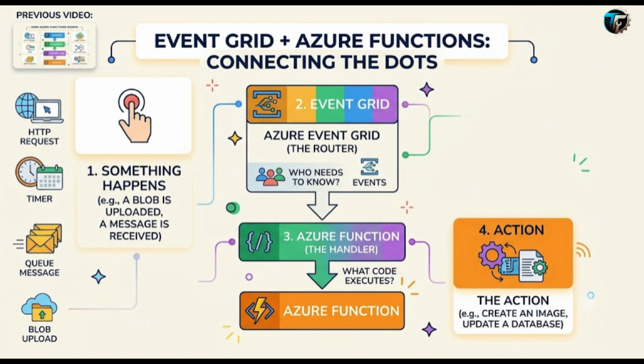Remember our previous video about Event Grid? Event Grid answers one question. Something happened. Who needs to know? Azure Functions answers another. What code should execute when it happens?